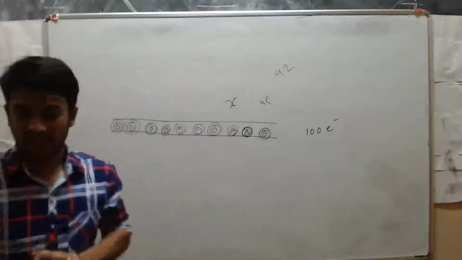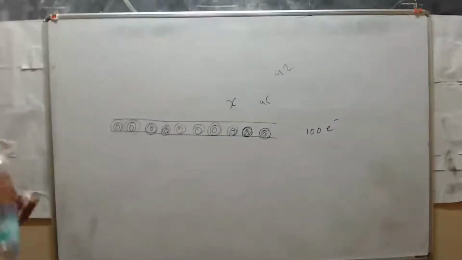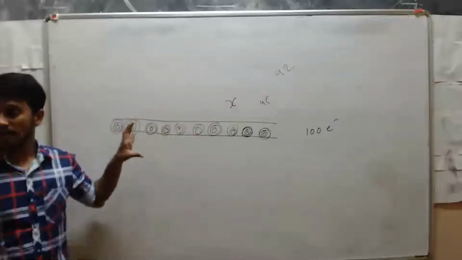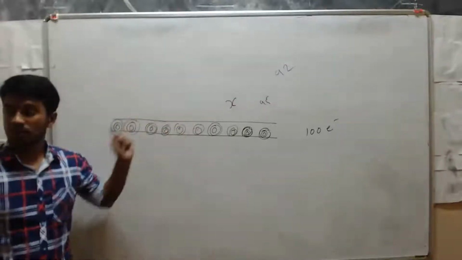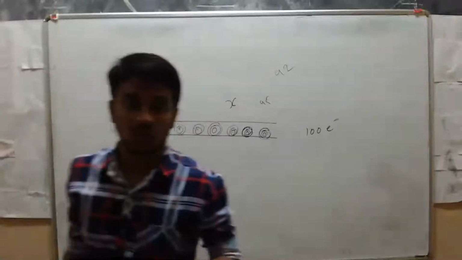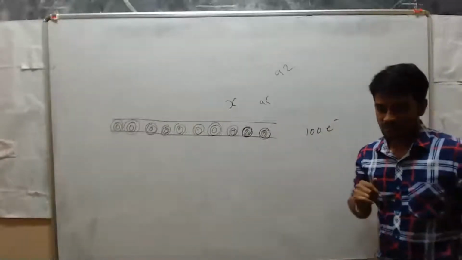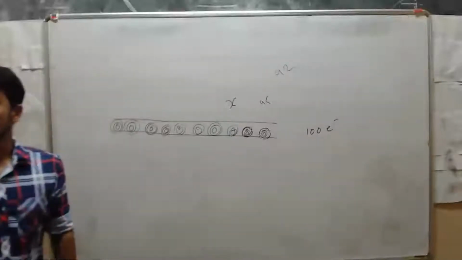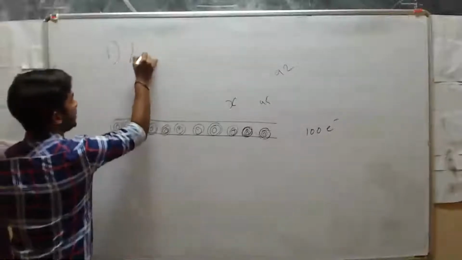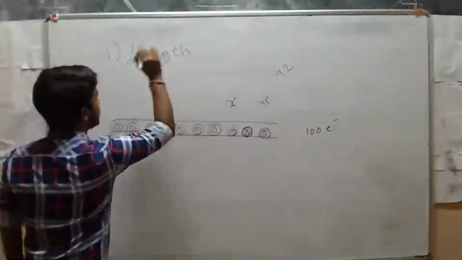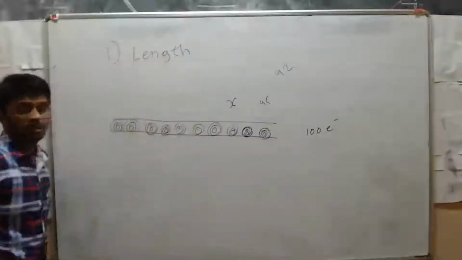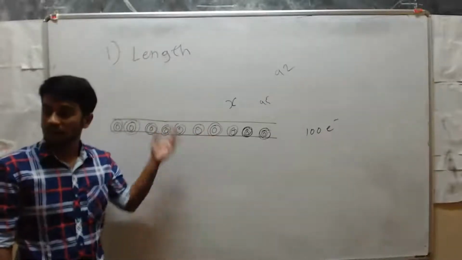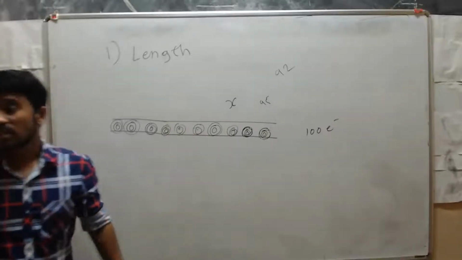Clear? So that's why we can say that when you increase the length of the wire or length of the conductor, then collision increases. If the collision increases, then the resistance increases. The first factor, what is the first factor? The resistance of the conductor depends on the length of the conductor or length of the wire. Clear? So the first property is the length of the conductor or length of the wire. When you increase the length, then resistance increases.